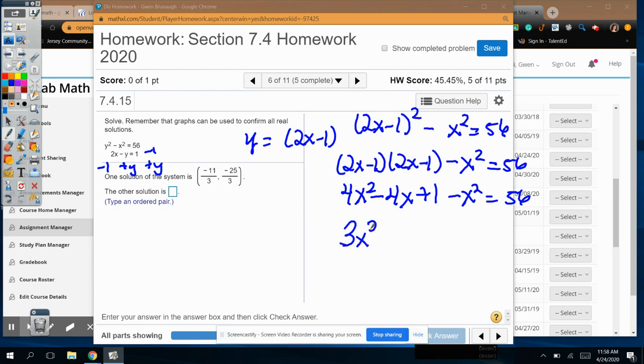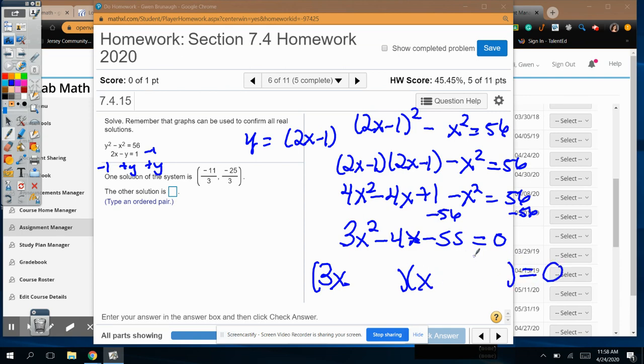And I get 3x squared minus 4x. I'm going to go ahead and subtract the 56, minus 55 equals 0. They say that this will factor. So let's see what we got here. 3x and x. Let's try the 5 and 11.